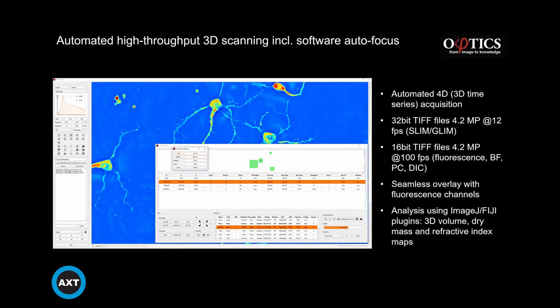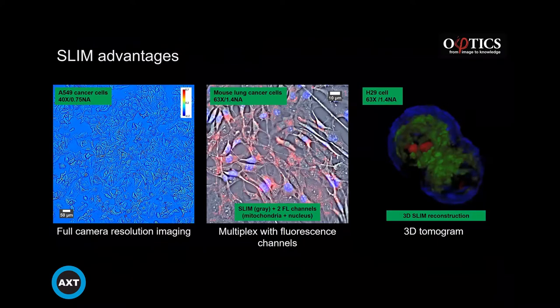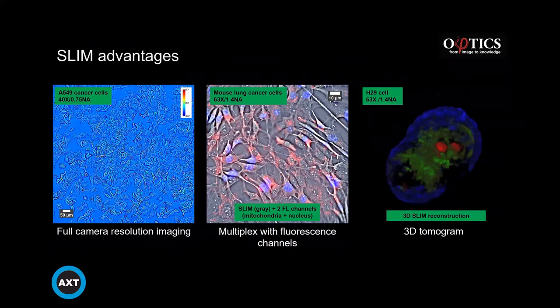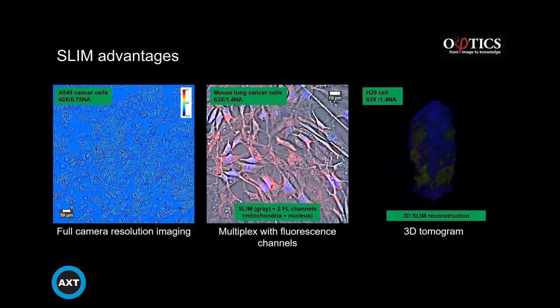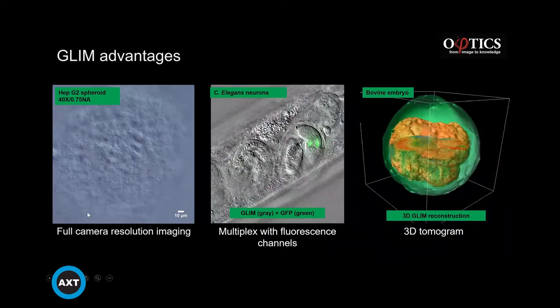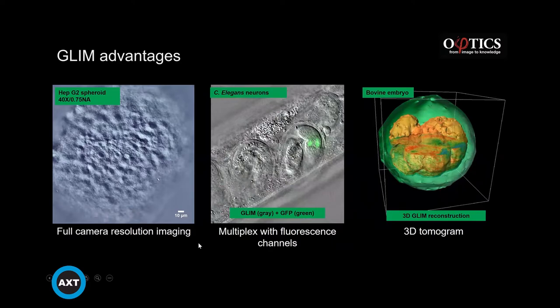Minimal sample preparation. Samples can be imaged in 35-millimeter cell dishes all the way up to 384 well plates. And SLIM and GLIM both take advantage of the full camera resolution imaging. They can be multiplexed with fluorescence channels, 3D tomography, as I mentioned before. And just as I mentioned also before, they both excel at different length scales. So they're complementary to each other.